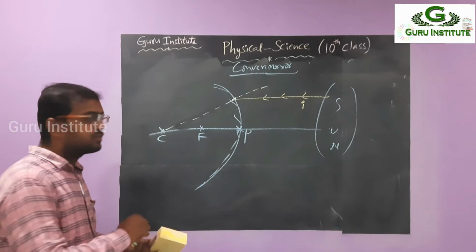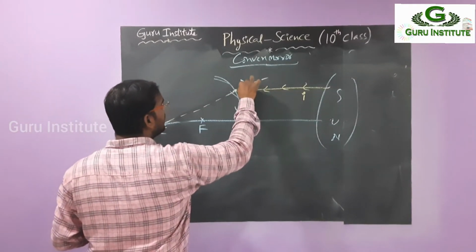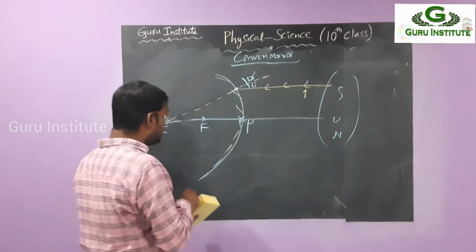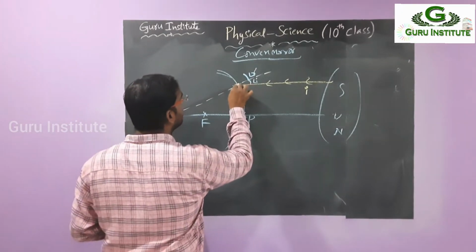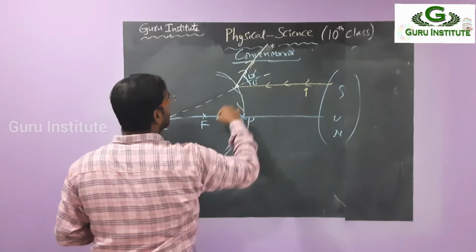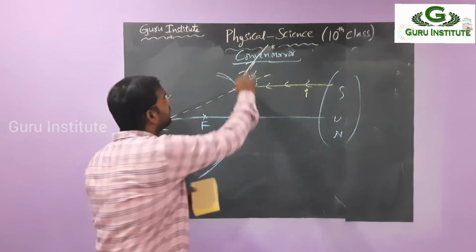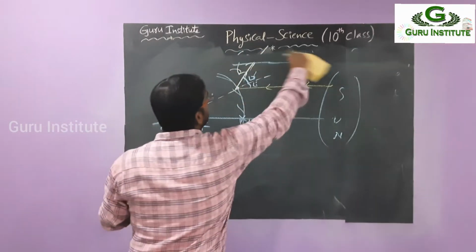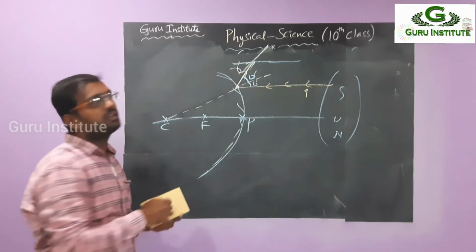Then we have to measure which one? Angle i. For an equal angle, we have to use the angle r. You have to draw the reflected ray. So this is the reflected ray. What do you observe? This is the incident ray, and this is the incident angle and the reflected angle. This is the reflected ray.